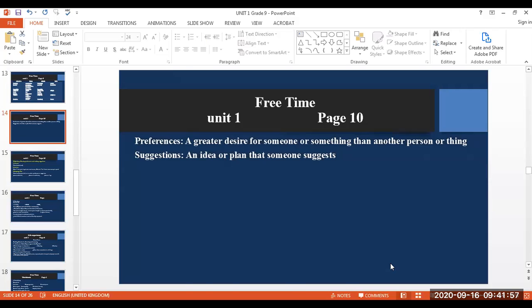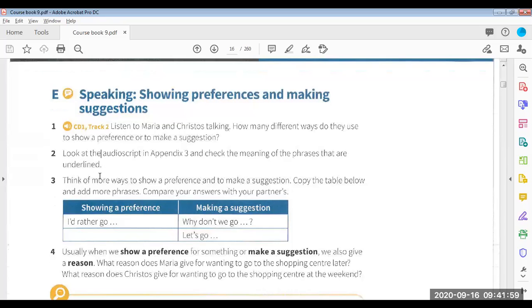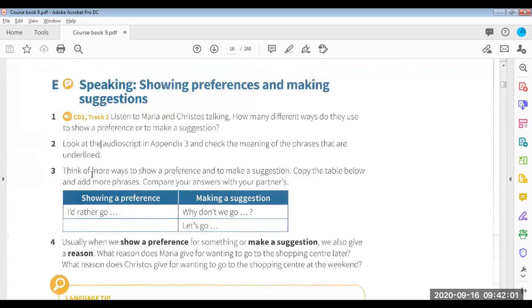After that we started activity 3, and activity 3 was about thinking of more ways to show a preference and to make a suggestion. I asked the students to copy the table below and add more phrases and compare their answers with their partner.